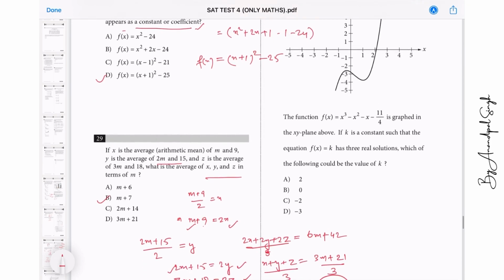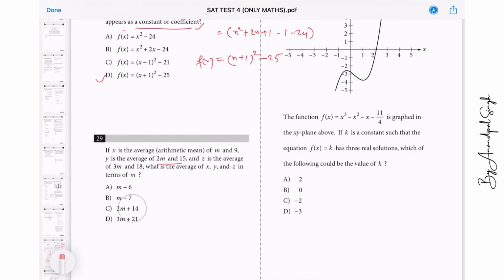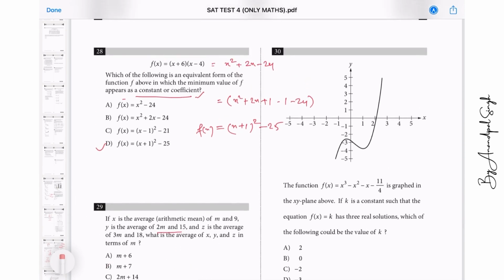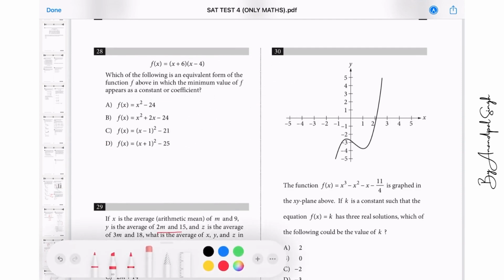Next question. Let me rub this because I need some space to do it. And if you have any problem, just quickly go back, pause the video and watch it again. Okay, it's very simple.